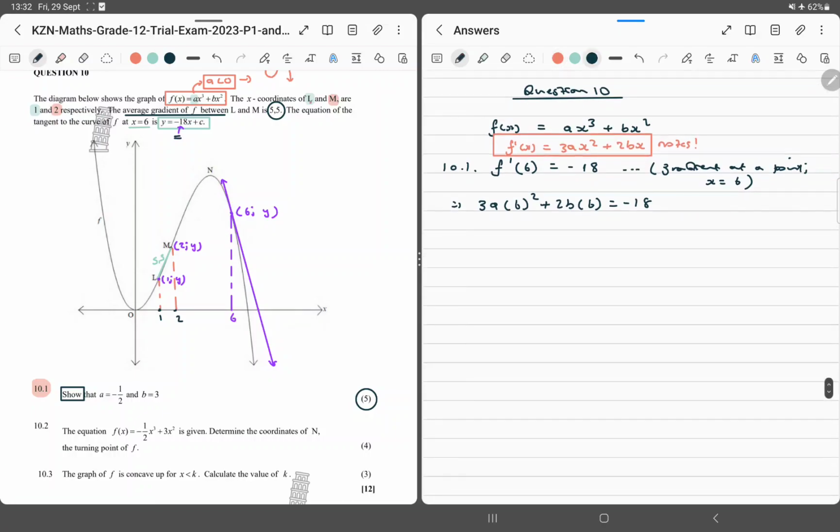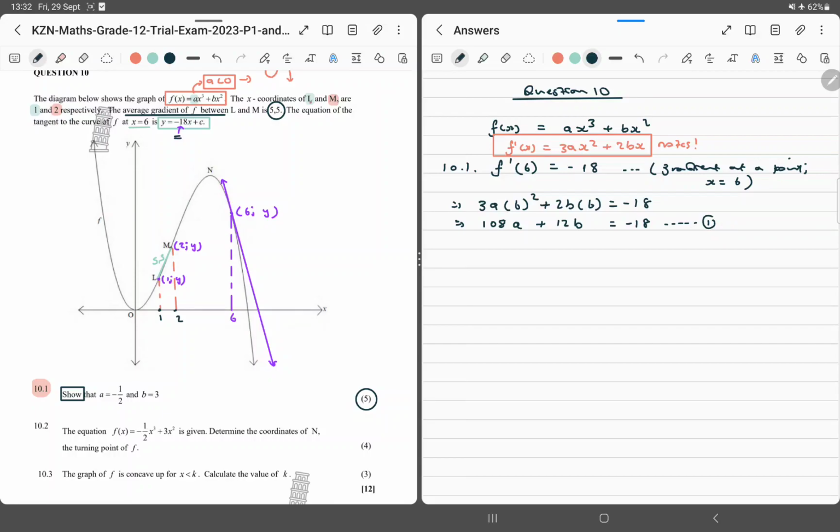Now let's go on. So what is the story now? The story is that this is 36 by 3. Let's multiply 36 times 3, which is 108. So this is 108a plus 2 times 6, this is 12b, is equal to minus 18. Whoa, this is complicated. Maybe let's make this one equation 1. Okay, that is what we can do with this one.